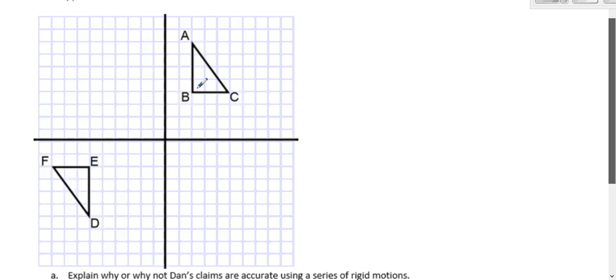It's 2 to the right and 4 up. B is going to end up right there. A is going to be 4 units down below that. And then C is 1, 2, 3 units to the left. So there's A, B, and C after you rotate 180. So to get it to map onto DEF, everything needs to move to the left and up. To the left 4, up 2.